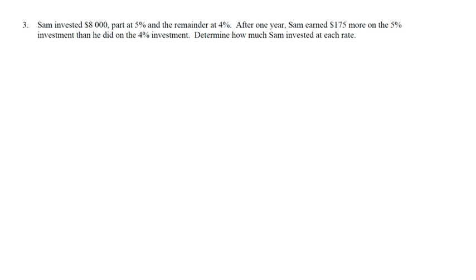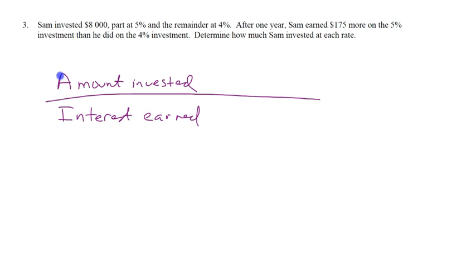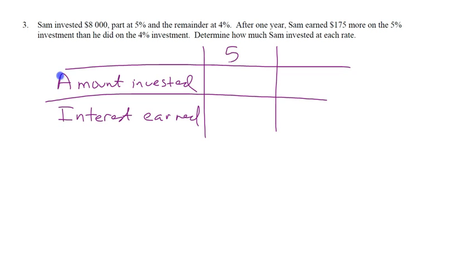What this type of question lends itself to is doing a table to get the information organized, right? So here's how we're going to set up the table. We are going to say that we have an amount invested, and we're going to have interest earned. And we've got that for 2 scenarios, right? We've got the 5% and we've got the 4%.